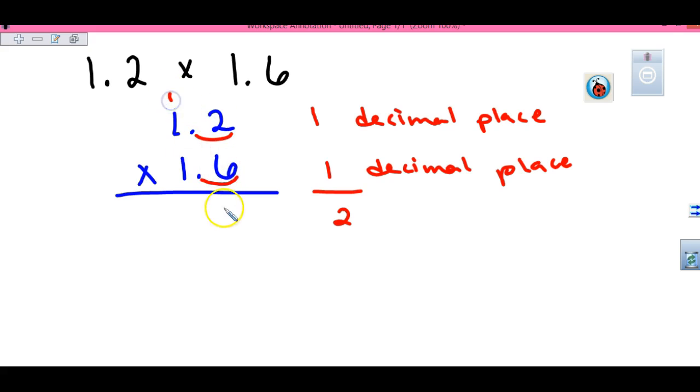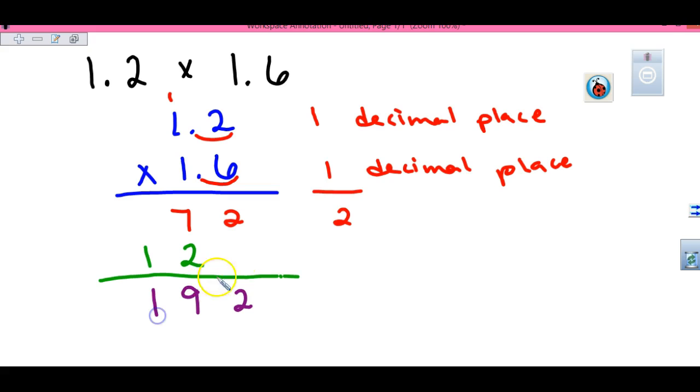6 times 2 is 12. 6 times 1 is 6. Plus 1 is 7. 1 times 2 is 2. 1 times 1 is 1. We can add these. 2 plus 0, 2. 7 plus 2, 9, and 1. So if we have two decimal places, we need to move our decimal place, so 1.92.